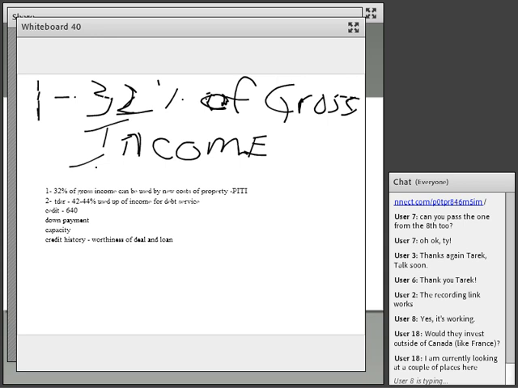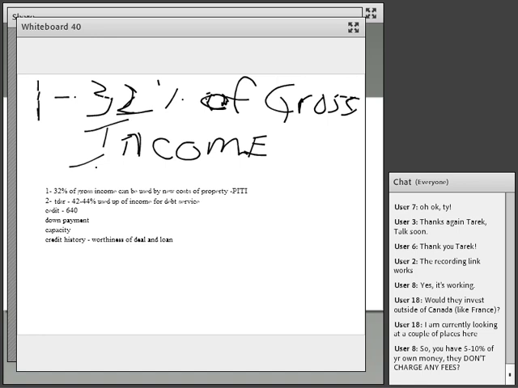Because of that, they're not going to charge any fees or points, and that's a big deal. You don't have to worry about paying an extra 3 points up front. You don't have to worry about an application fee typically, unless it's commercial. You're good to go. So that's the advantage you gain by working with the guys that Tarek's been working with in the private money area.